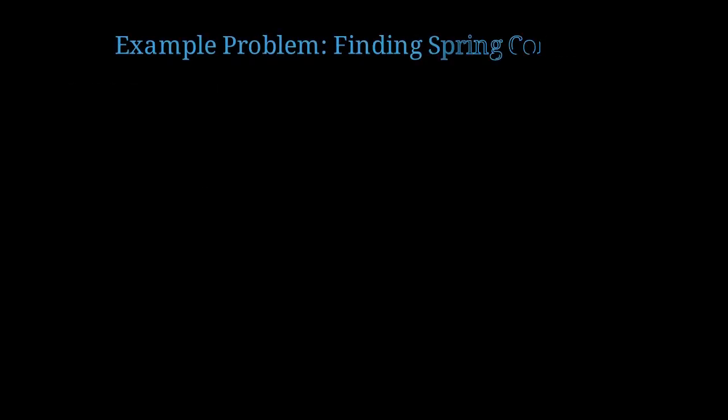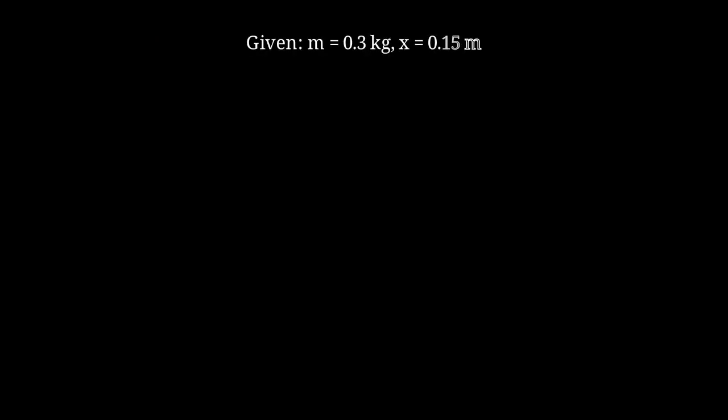Here's another problem. A spring extends by 15 centimeters when a 300-gram mass is attached. What is the spring constant? We're given mass equals 0.3 kilograms and extension equals 0.15 meters. The force is 0.3 times 9.8, which equals 2.94 newtons. The spring constant is F divided by X, which is 2.94 divided by 0.15, giving us 19.6 newtons per meter.